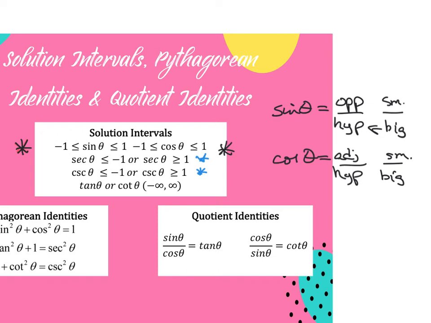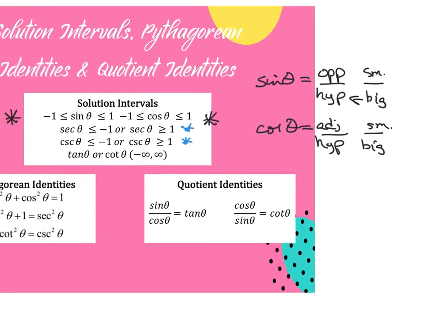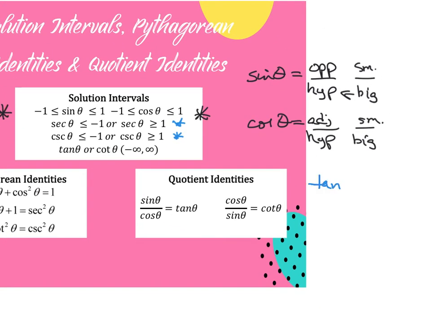Tangent, on the other hand, could be any number. That's why it's all real numbers. And same as cotangent. Because again, tangent, remember, if you think about TOA, it's opposite over adjacent. And your opposite could have been bigger than your adjacent or vice versa. So this is why it could be any number, not necessarily just a fraction or a number greater than 1. It's going to be any number.